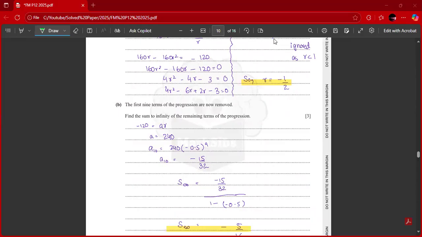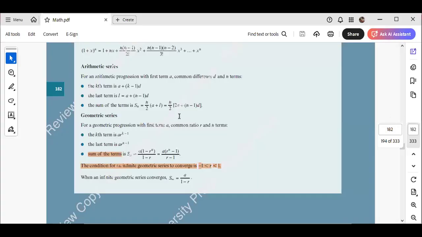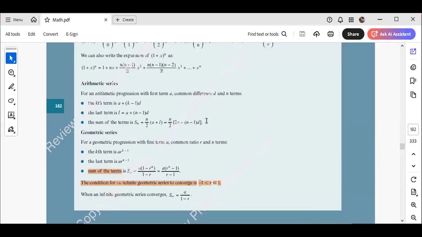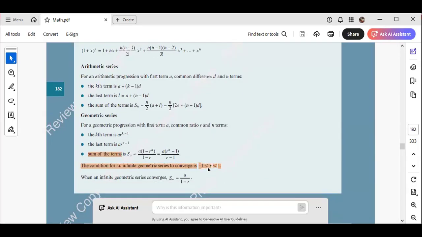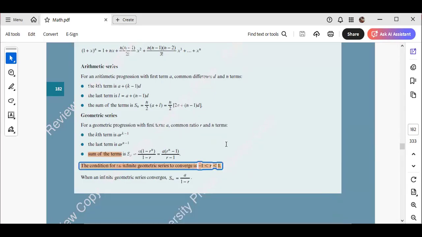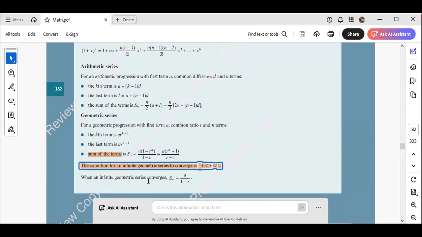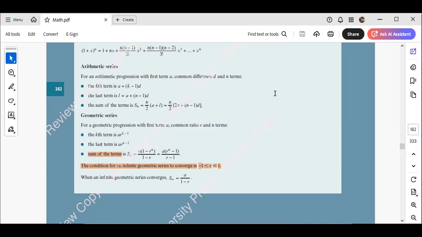So guys, if you see at page number 182, this is the online book. It's possible it won't match with our physical book, but the condition for an infinite series to converge is given. R should be lesser than 1 and greater than minus 1. And for an infinite series to converge, we can find the sum of infinity. That's why our value of r of 1.5 was ignored. Okay, so let me share the other screen now, and let's get back to work.